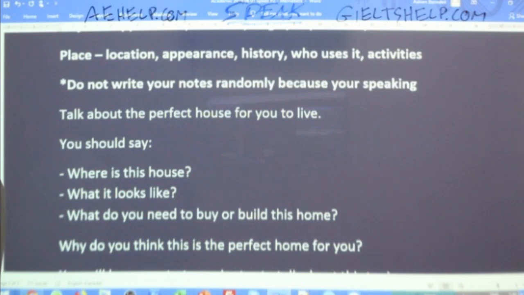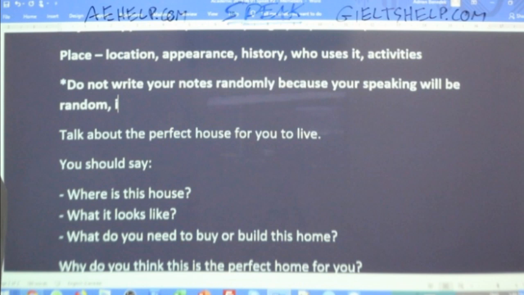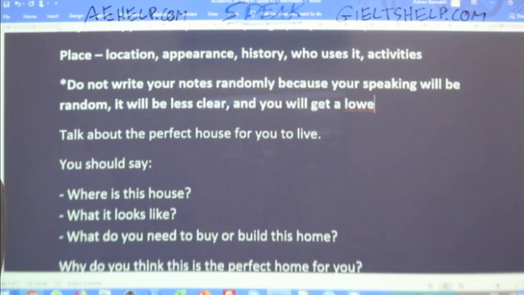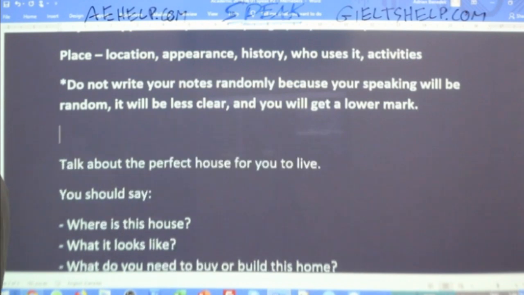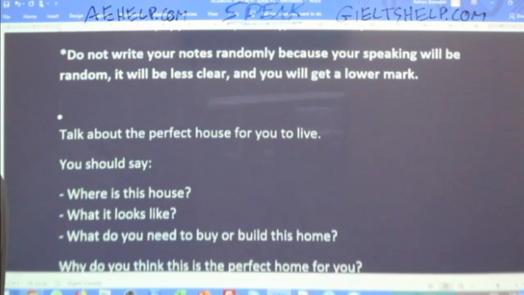Because your speaking will be random. It will be less clear. And you will get a lower mark. So your notes should have structure. Okay.